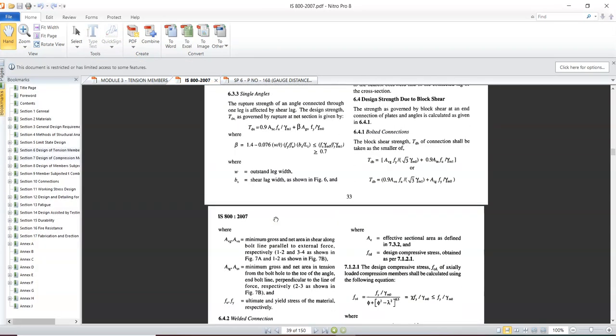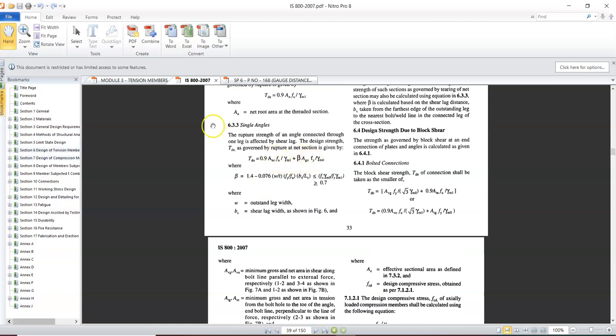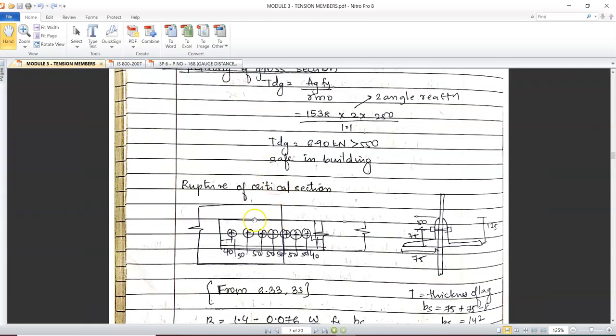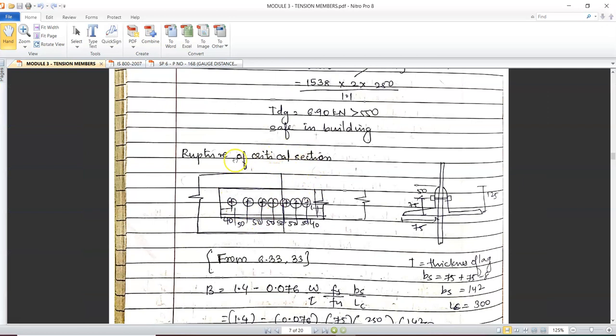So you have to refer to 6.3.3. You have to write down this formula. But before that, you have to do the connection design. Now this is how it looks like.